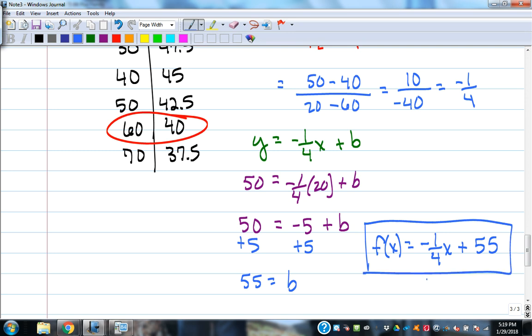That doesn't necessarily mean that for every one of those x values, if I plug it into this equation, I will get exactly the y value. If I plug 70 in, I may not get exactly 37.5. I've just found a linear model that fits those two ordered pairs. The other ones should be close because they told me it was going to be a linear relationship. I'm not necessarily finding the best fitting equation. I'm just finding an equation.